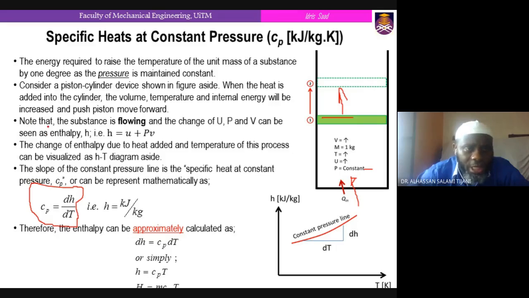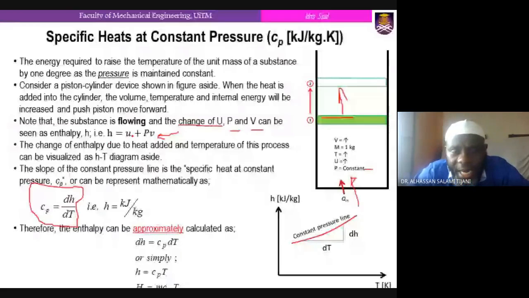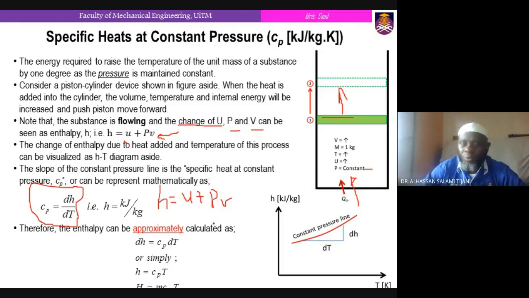So now we define enthalpy. Note that the substance is flowing, and the change of internal energy, pressure, and volume can be seen or defined through enthalpy. Very important: enthalpy is defined as the sum of internal energy plus the pressure of a fluid times its specific volume. Please take note of this equation. It's very, very important. The enthalpy of an ideal gas equals internal energy plus the pressure times the specific volume. So this is defined through this.